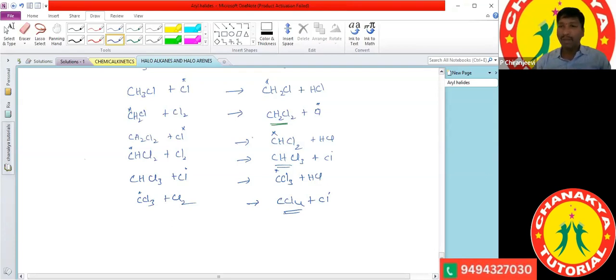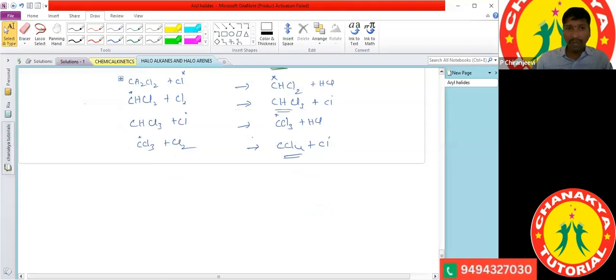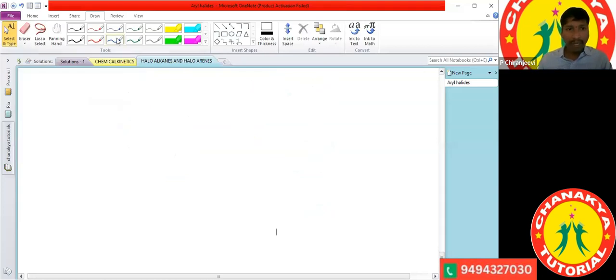In a free radical mechanism, once it forms one product, the reaction cannot be stopped there. The reaction stops only when all the hydrogens present in the molecule are replaced. And what is the last step? The last step here is chain termination.